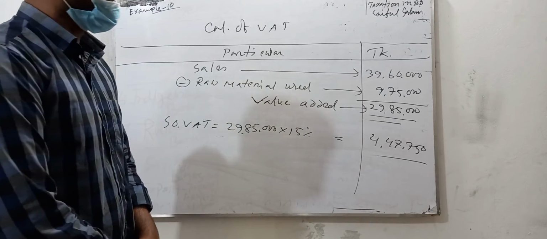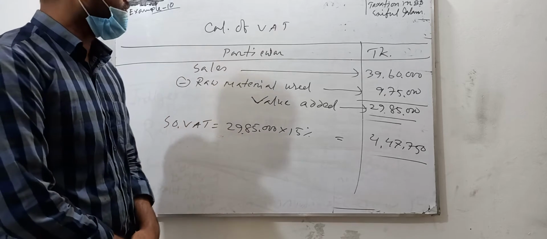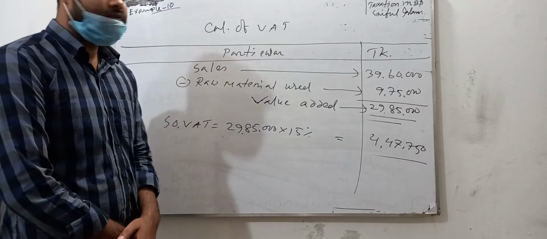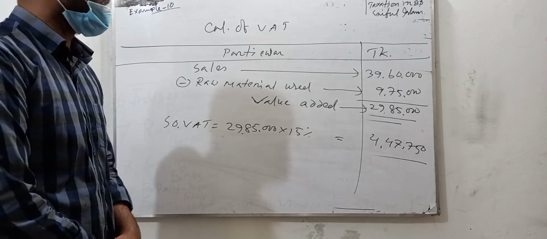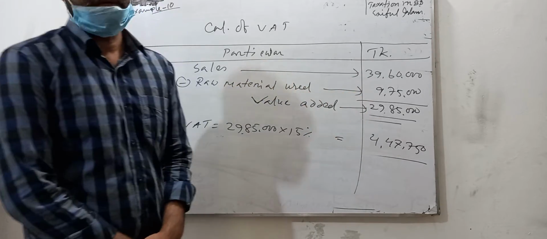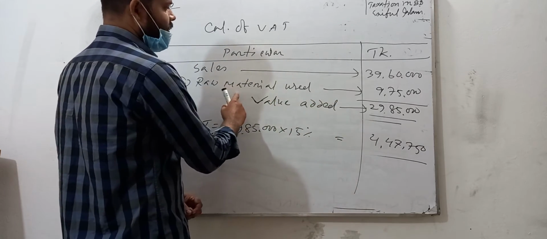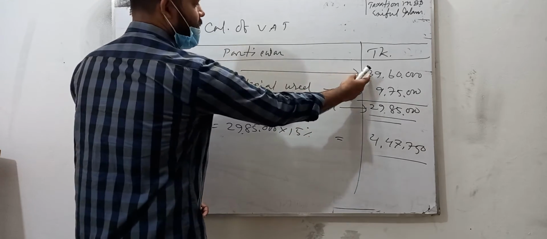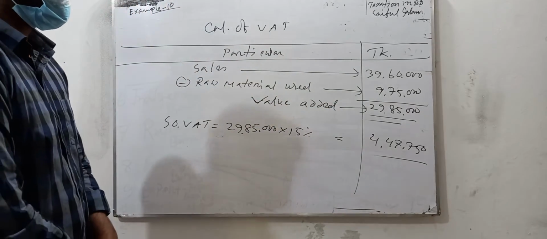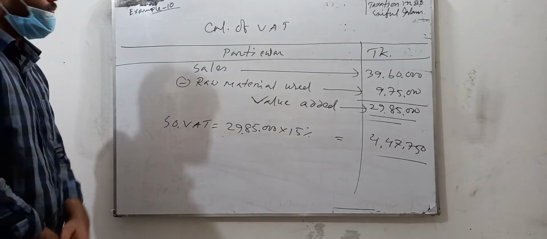Raw material used is 9,75,000. From where will we get raw material used? We will get raw material used from the first table, that means the calculation of sales. Here raw material used was 9,75,000, and when we subtract raw material used from the sales amount, the answer will be value added. Here value added is 29,85,000.